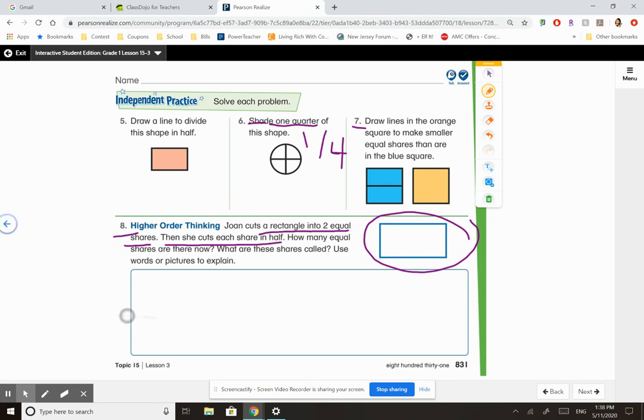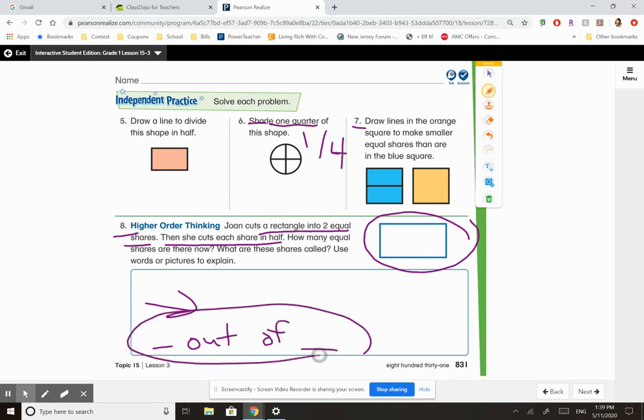Then use your words and tell me in here, how many equal shares are there now? What are these shares called? Okay? One last thing. Make sure you use this blank out of blank. That's very important. This is basically your basic important sentence of this whole topic.